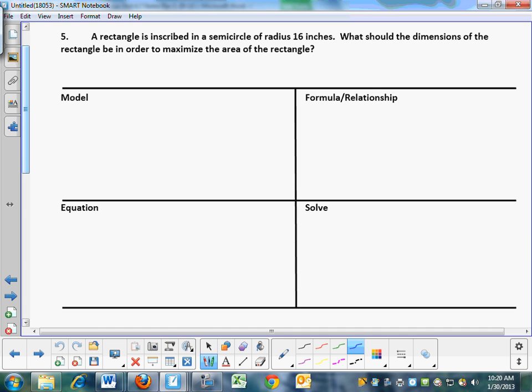Okay, optimization problems, same type of business. We model it, we write an equation into a function, and then we find the derivative and set equal to 0. Simple as that. Sometimes taking the derivative can be a little bit more difficult. You'll see the example here. It says a rectangle is inscribed in a semicircle with a radius of 16. Let's put it on the coordinate plane. That sometimes seems to make things a little bit easier.